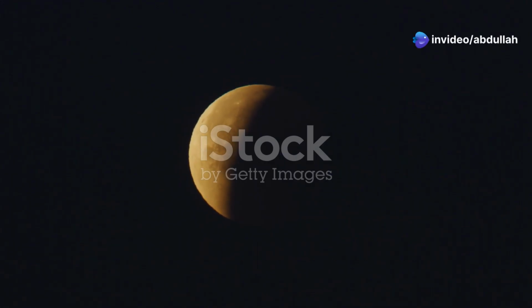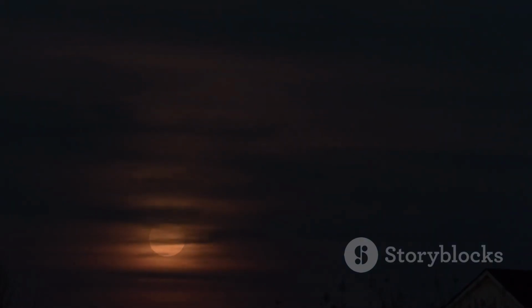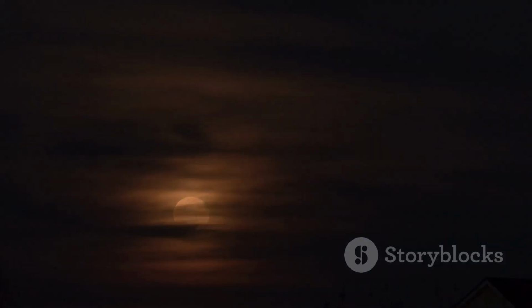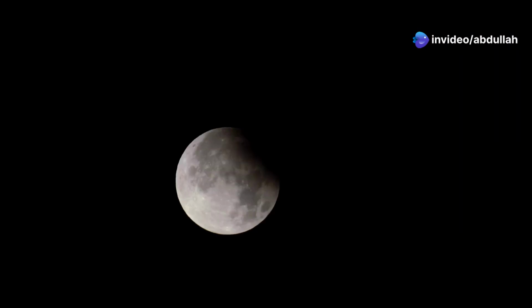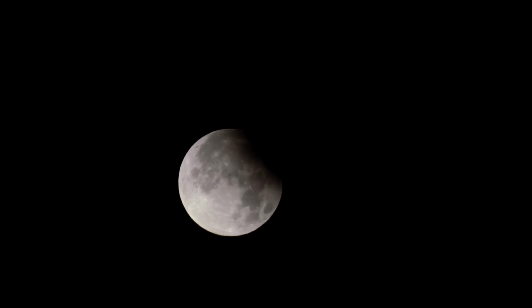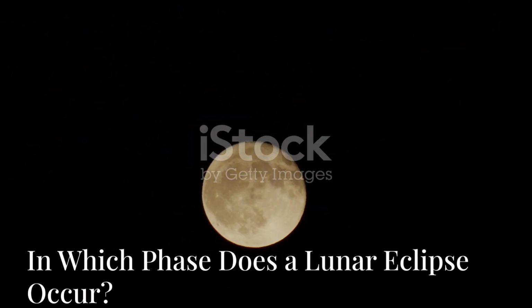Now, you might be wondering, how long does this cosmic shadow show last? Well, it's not a quick blink and you'll miss it kind of event. A total lunar eclipse, where the moon is completely covered by Earth's shadow, can last for over an hour. That's right, over an hour of the moon bathed in an eerie reddish glow. Partial lunar eclipses, where only part of the moon is in shadow, can be shorter, but still a spectacular sight to behold.